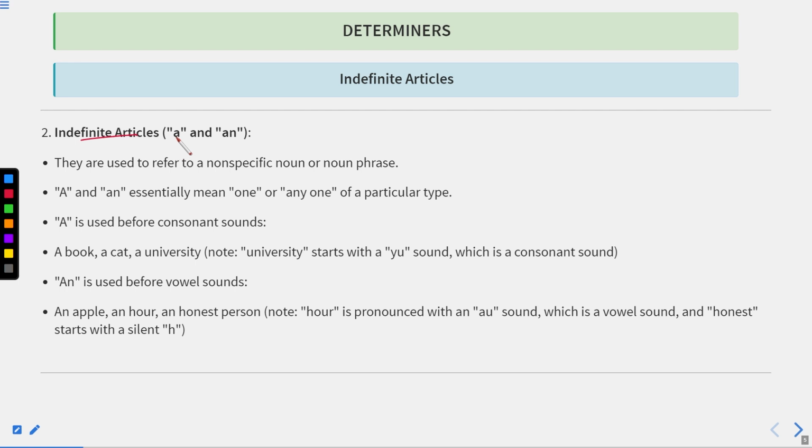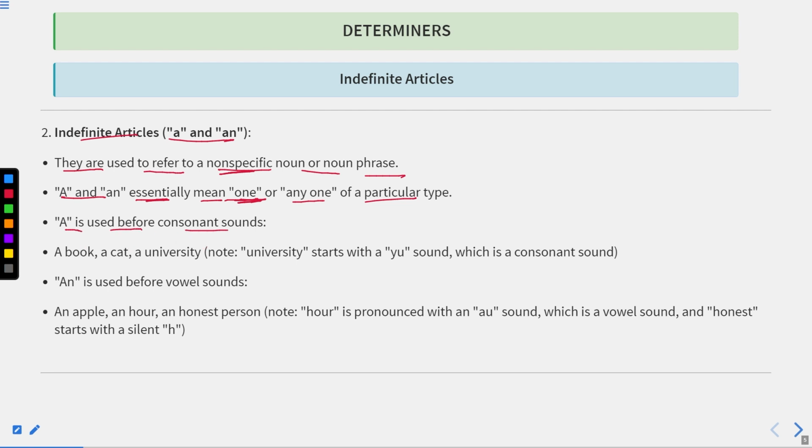Now we'll discuss indefinite articles, that is a and an. They are used to refer to a non-specific noun or noun phrase. A and an essentially mean one. Now this is very important about a or an, that they essentially mean one. For example, if I say one pen, I can also say a pen. So I can only use a or an just before a singular noun because they are only used for one or any one of a particular type.